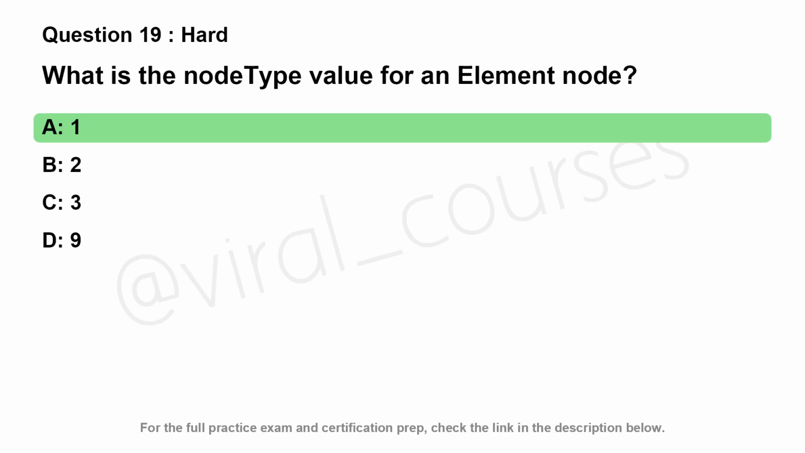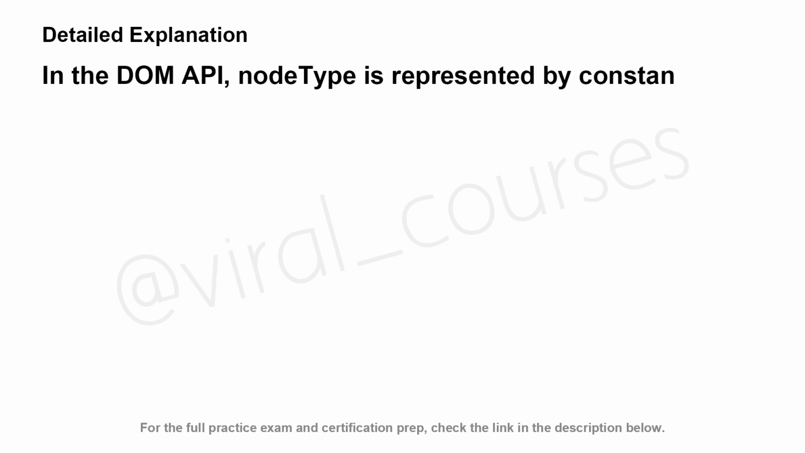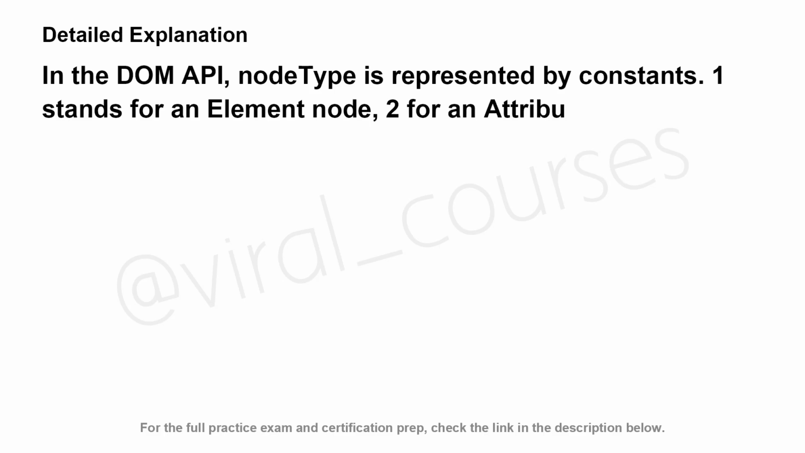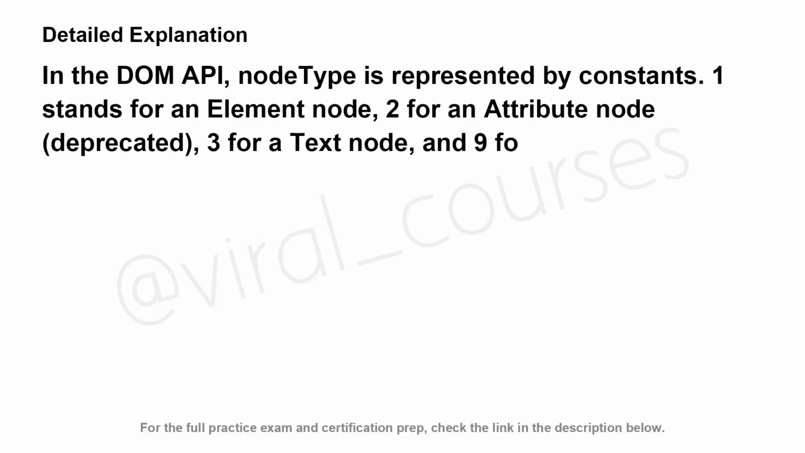The correct answer is A. In the DOM API, nodeType is represented by constants. 1 stands for an element node, 2 for an attribute node (deprecated), 3 for a text node, and 9 for the document node itself.